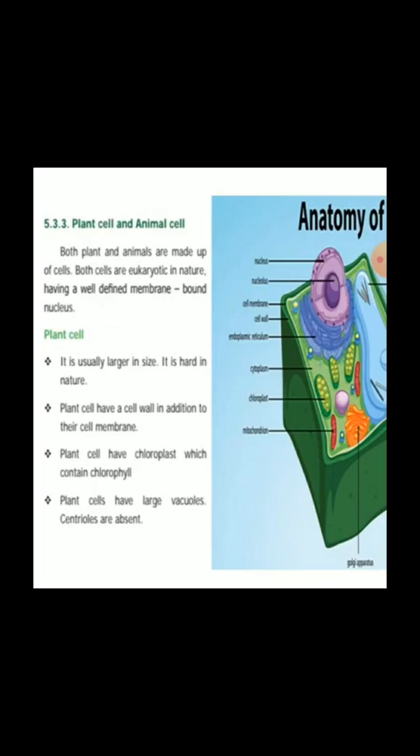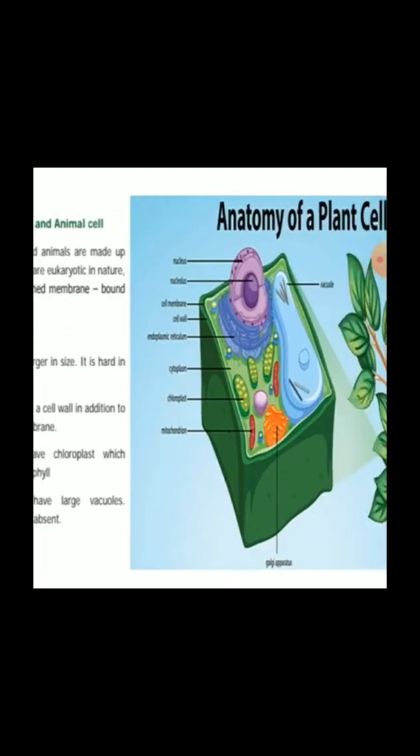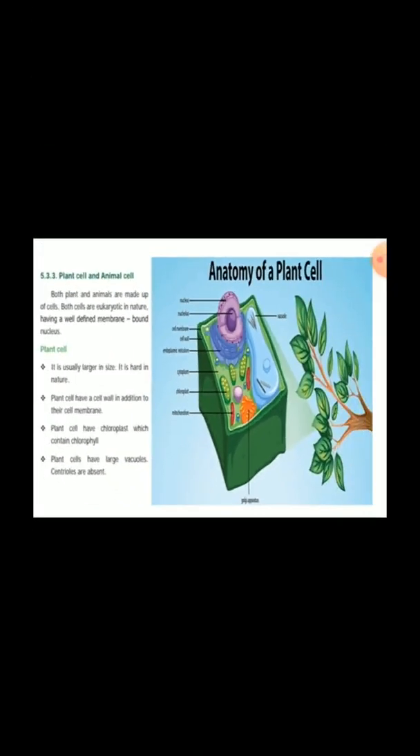The plant cell has chloroplast, which contains chlorophyll. Next, the plant cell has large vacuoles. Centrioles are absent; there are no centrioles here. Vacuole is only present in the plant cell. This is the plant cell. Okay, do you understand, children?